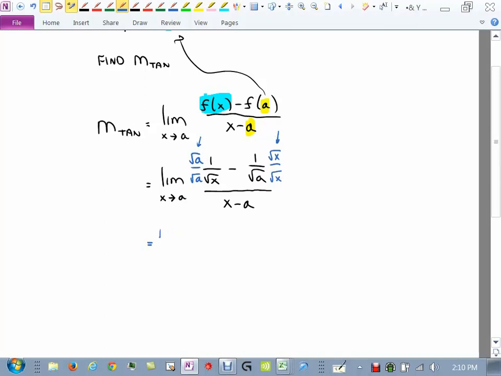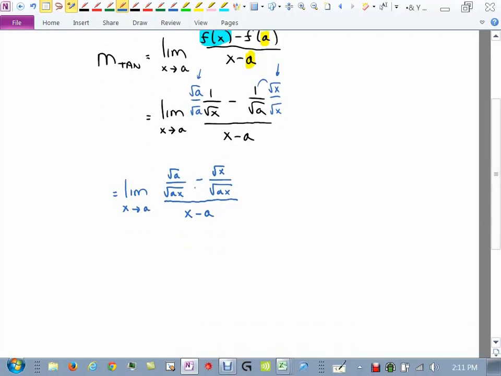I need to rewrite this limit. Give myself a little more room. Okay, root a over root, I'm just going to say ax. I can put them together. And then 1 times root x is root x over root ax again. Then all of that divided by the original denominator there, x minus a. Since these two have a common denominator now, I can put them together, which just means I take this, subtract this. And let's see if that gets us anywhere.